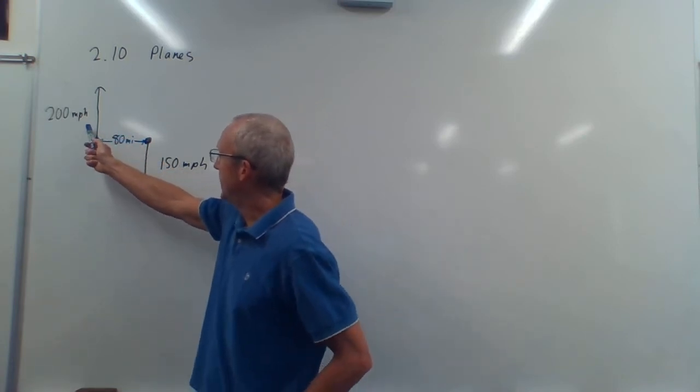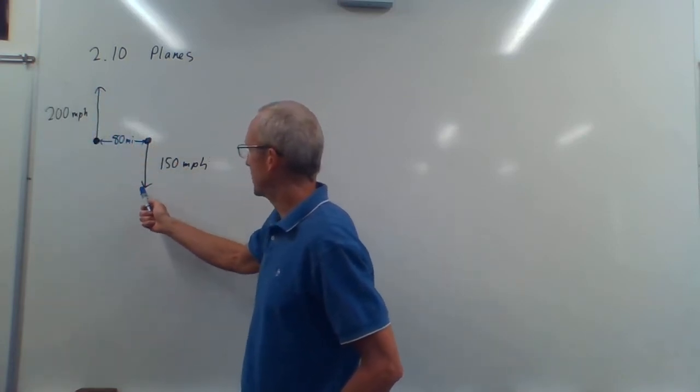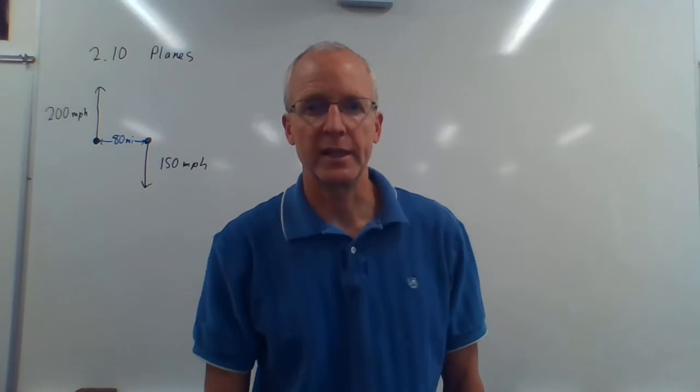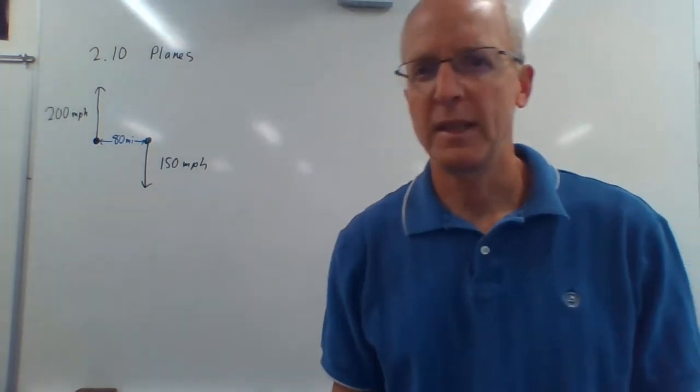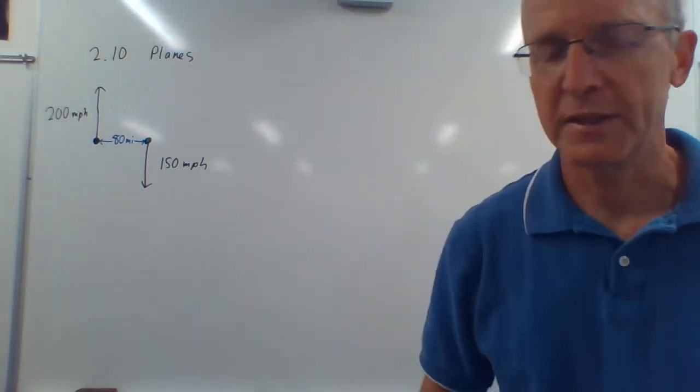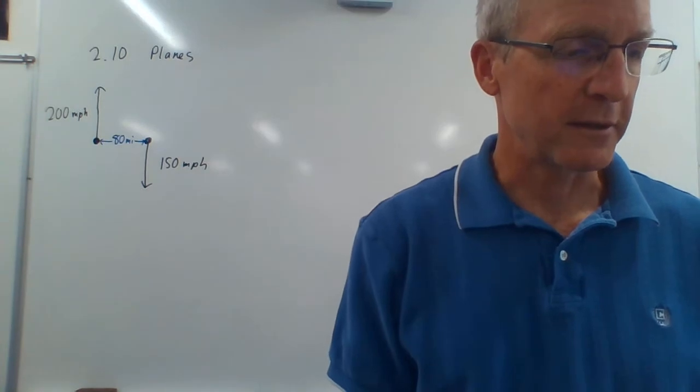I always make it so the faster one is a longer arrow. The slower one's got a shorter arrow. That's how you represent it. They look kind of the same size, but that one's a little bit longer. Actually, a little bit longer still.